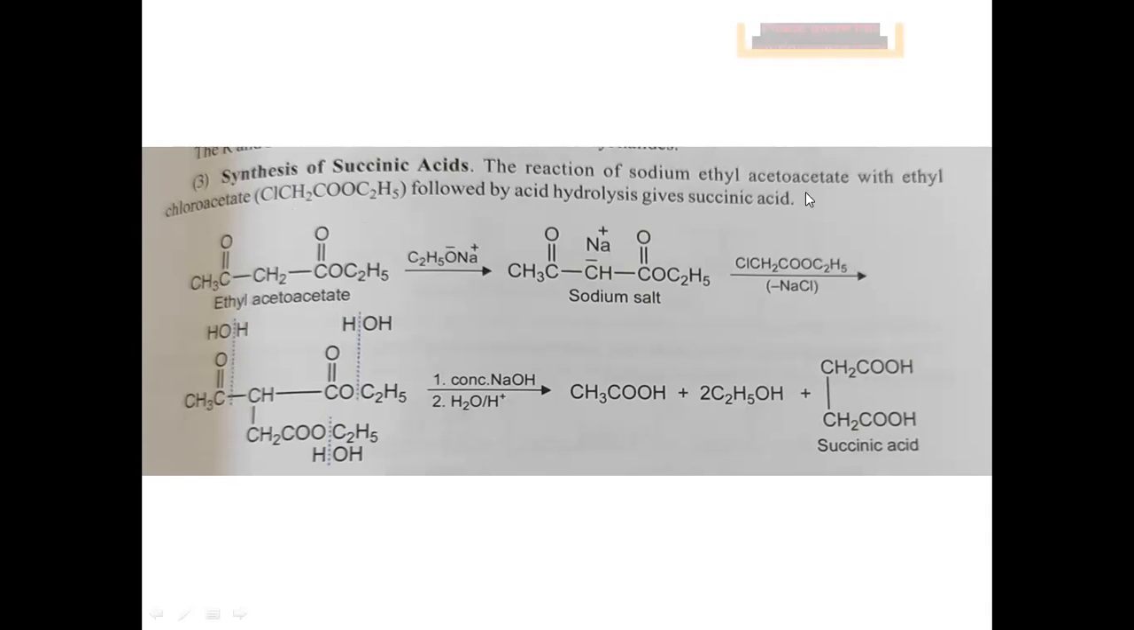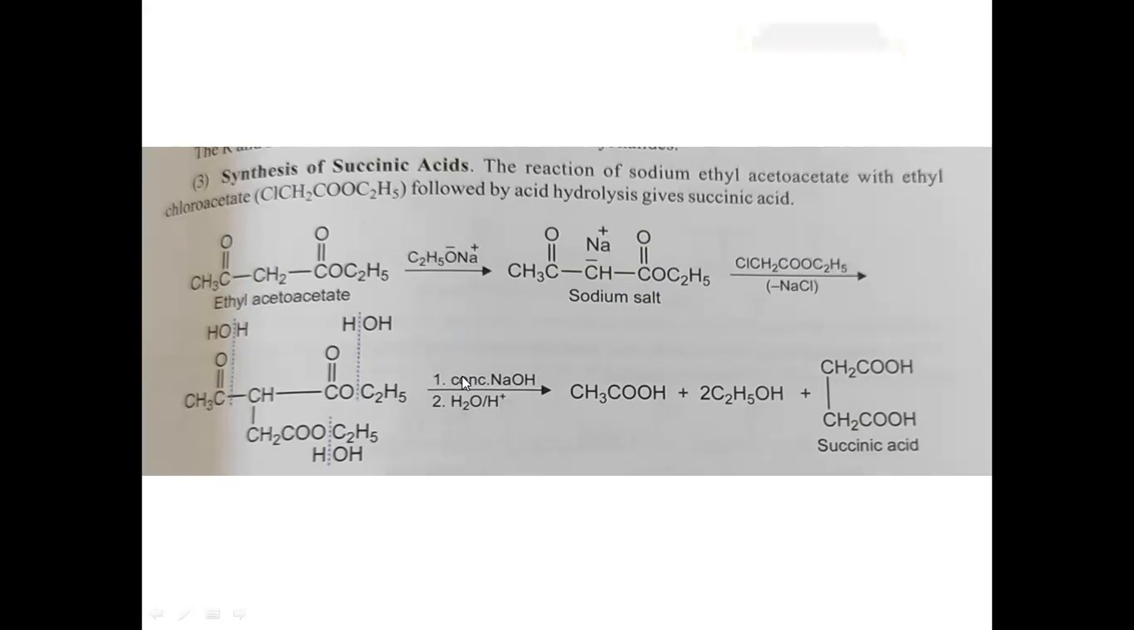First, this ethyl acetoacetate is converted into sodium salt by reacting with sodium ethoxide. You will get sodium salt here. This sodium salt is then reacted with chloroethyl acetate. This is chloroethyl, this part is acetate. Ethyl chloroacetate or chloroethyl acetate.